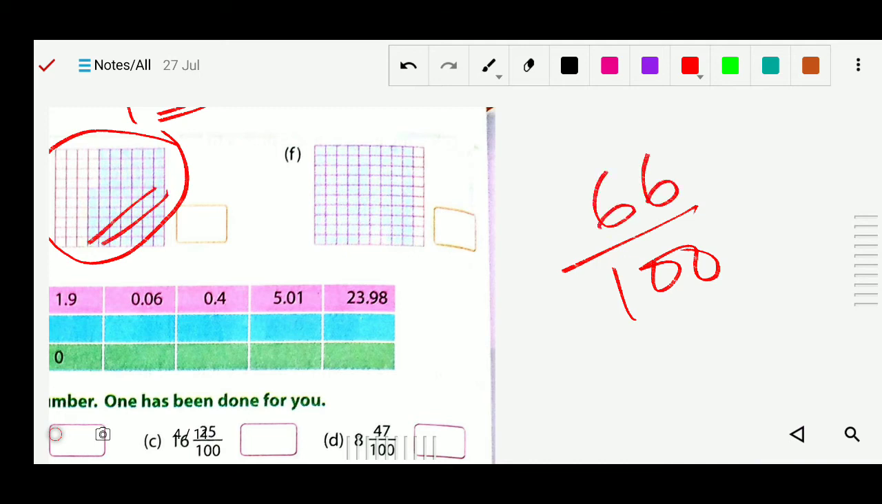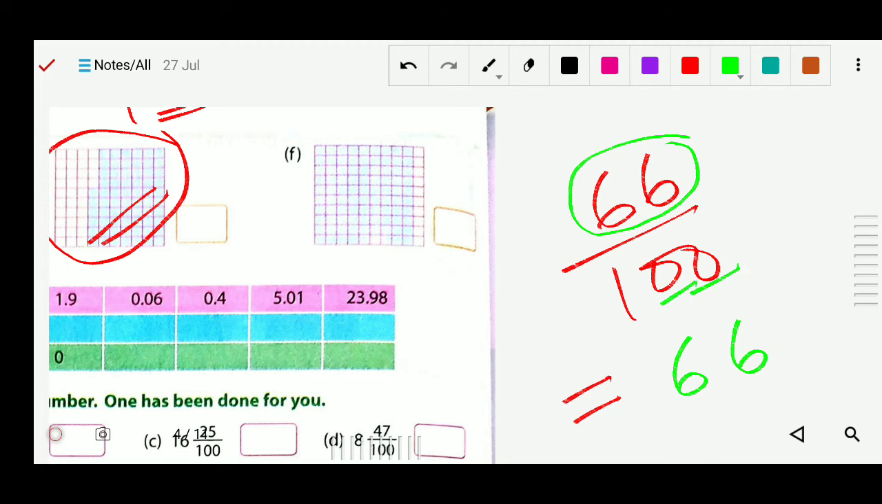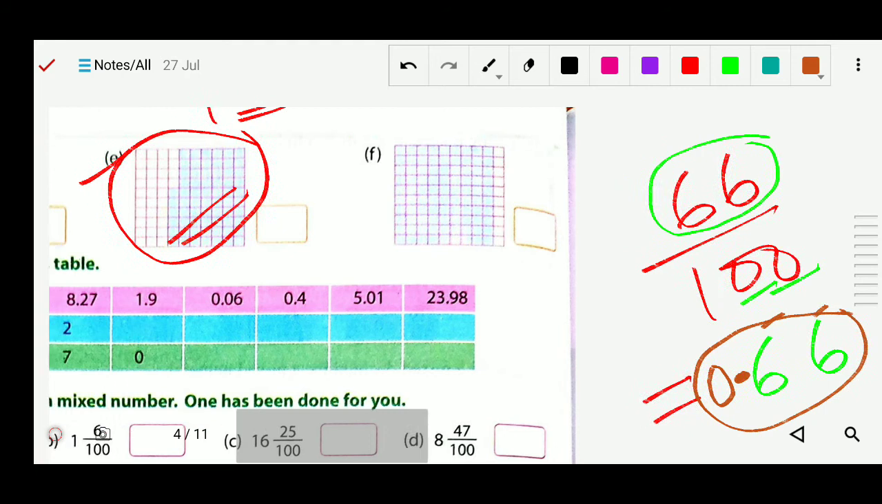How many shaded? 66. So how will you write it in decimal? I told you to write the same denominator, write 66. Now how many zeros are there? 2 zeros, so count 1 2, then put the decimal and place the 0. So your answer is 0.66. Likewise you can do it, very easy.